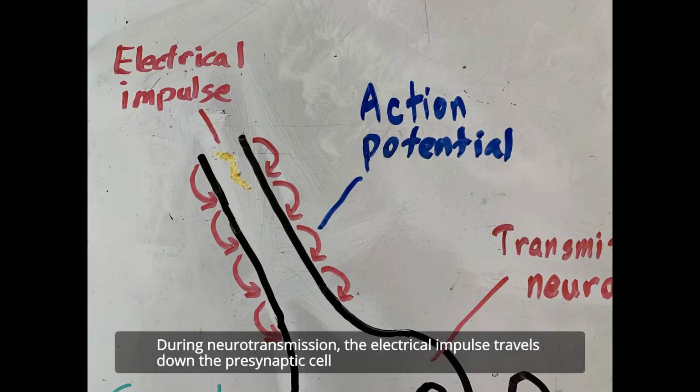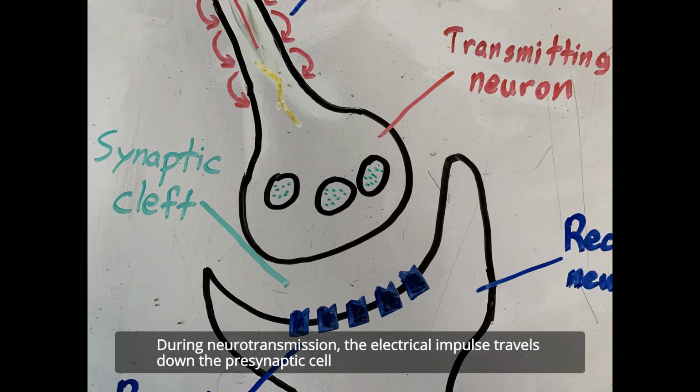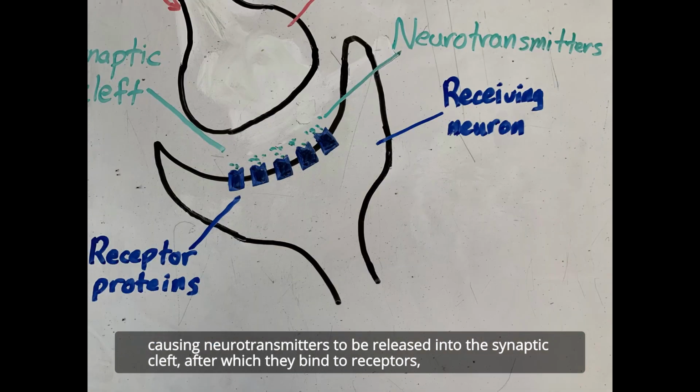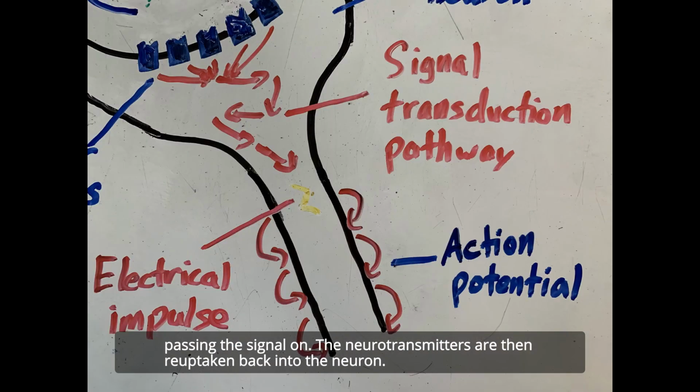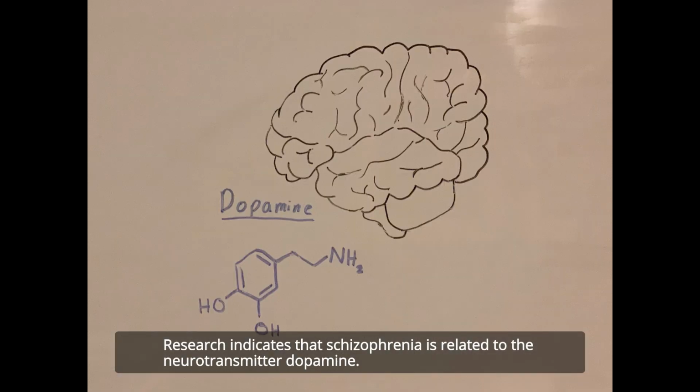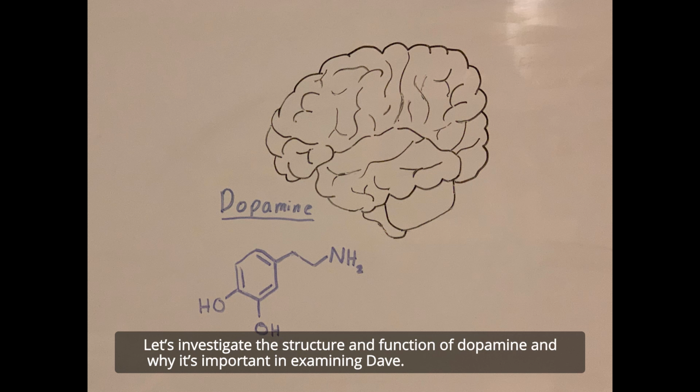During neurotransmission, the electrical impulse travels down the presynaptic cell, causing neurotransmitters to be released into the synaptic cleft, after which they bind to receptors, passing the signal on. The neurotransmitters are then reuptaken back into the neuron. Research indicates that schizophrenia is related to the neurotransmitter dopamine. Let's investigate the structure and function of dopamine and why it's important in examining schizophrenia.